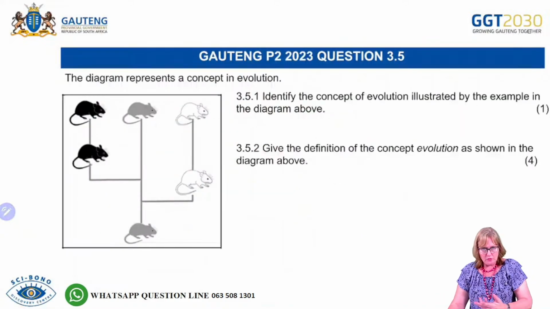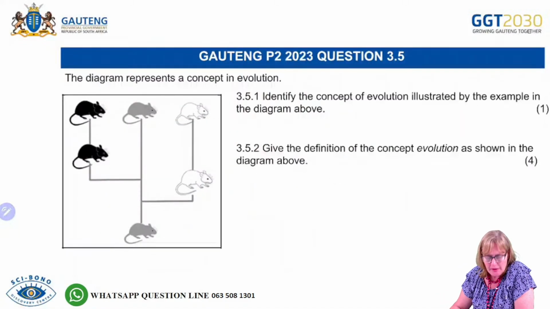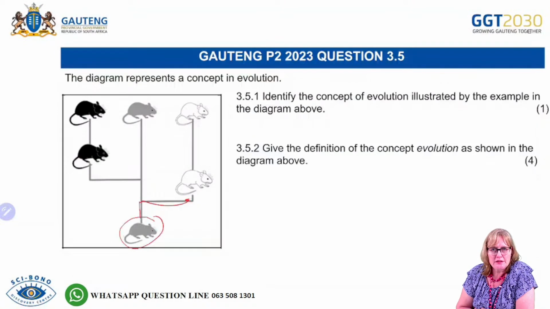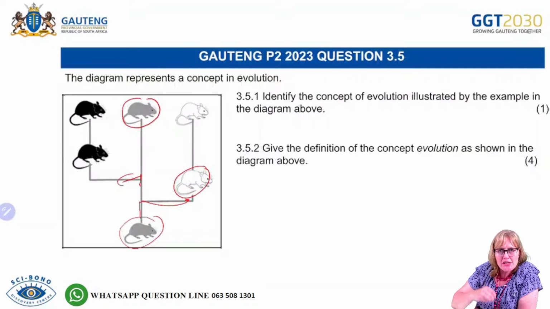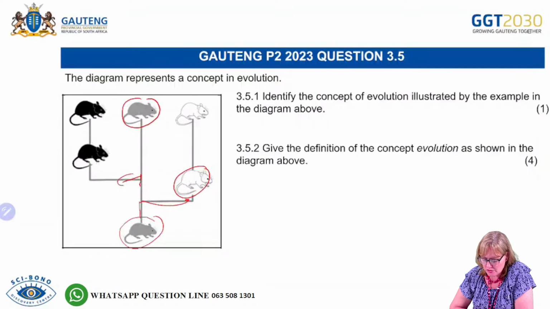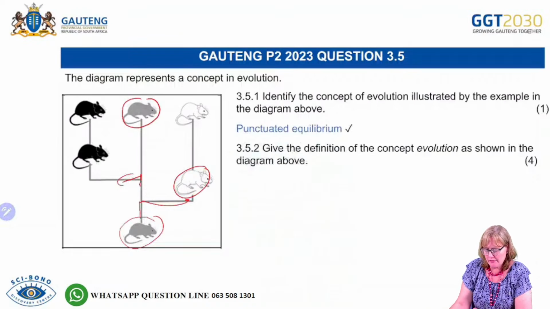Right. So what did go wrong in Gauteng paper 2 this year? The diagram represents a concept in evolution. Here you can see here's the common ancestor, and poof, all of a sudden there's a new species. No transitional fossils. A white mice, and the original one is still there, and here speciation happened. Now there's a black one, right? A new species there. So no gradual transitional fossils. So identify the concept, it was punctuated, and give that definition.